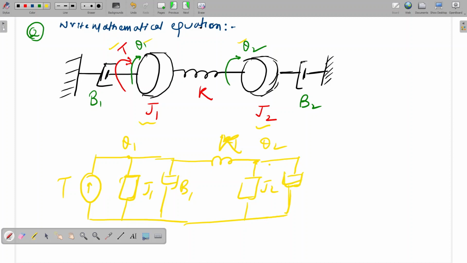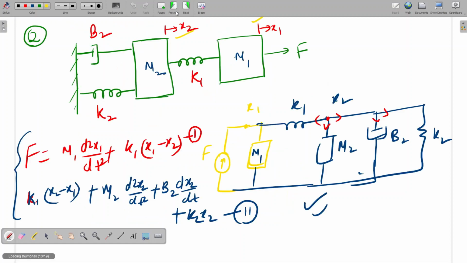Is this network circuit clear to all? Similarly, how I have drawn in the normal translation motion, we can draw in the case of the rotational also. Is it clear to all? How I have drawn this circuit? Here the linear displacement was x. Here theta will be the displacement.